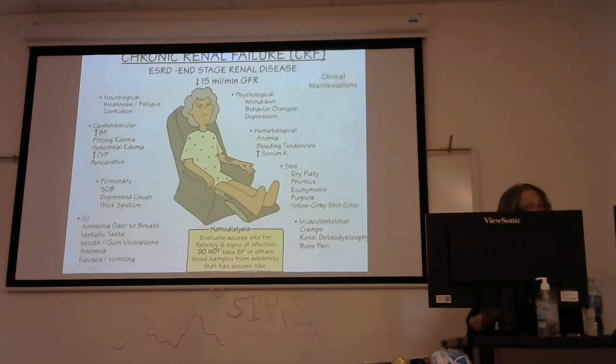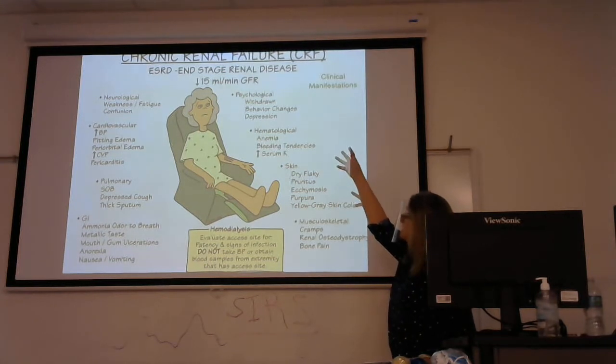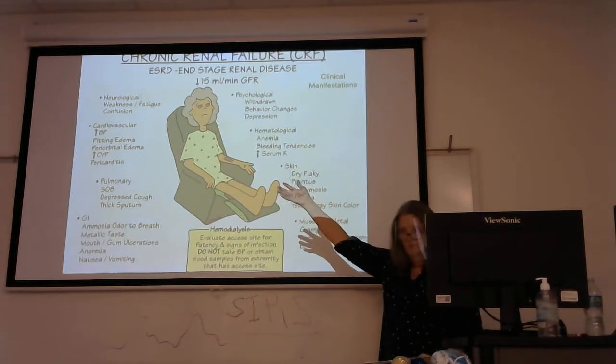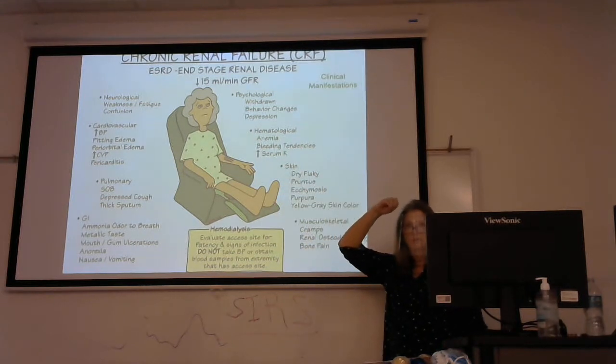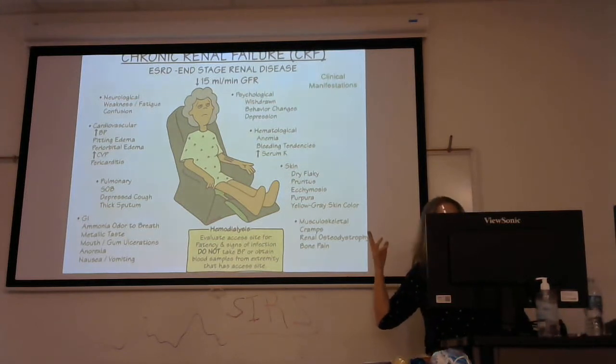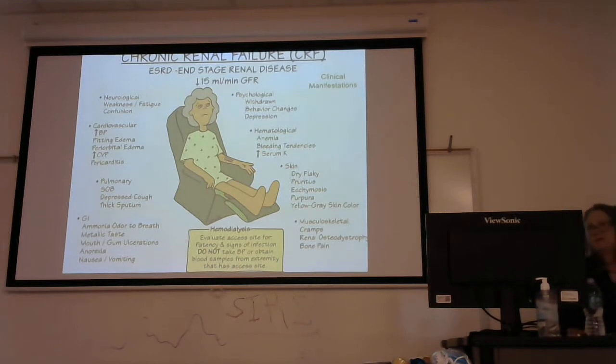So let's look at what happens with chronic renal failure, and then we'll go through each of these systems. But you see, all of them are affected. Neurologically, the weakness and confusion is going to come from decreased perfusion to the brain because of vascular damage from the toxins that are getting left. The fatigue is going to come from the anemia as they get anemic.